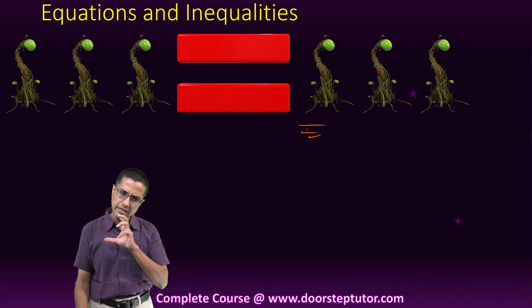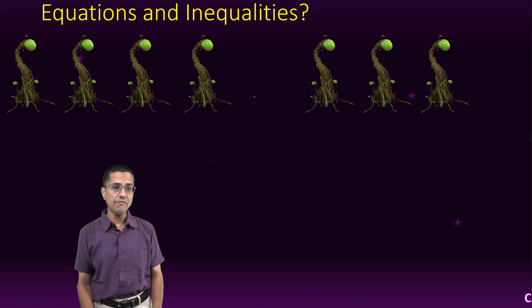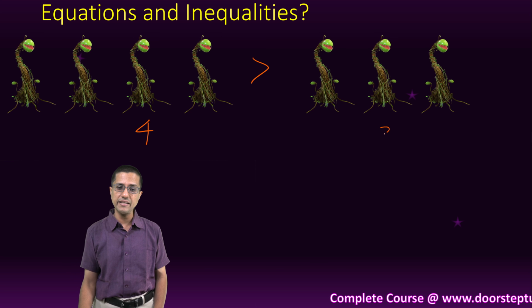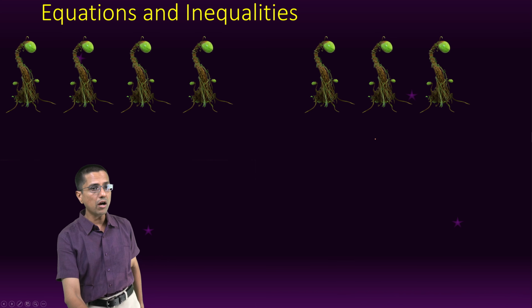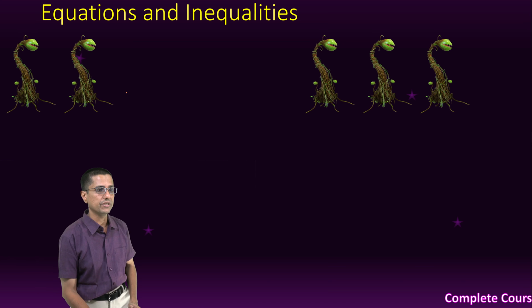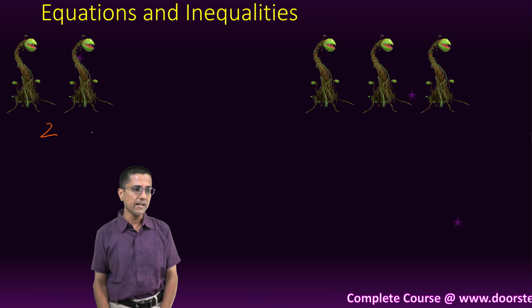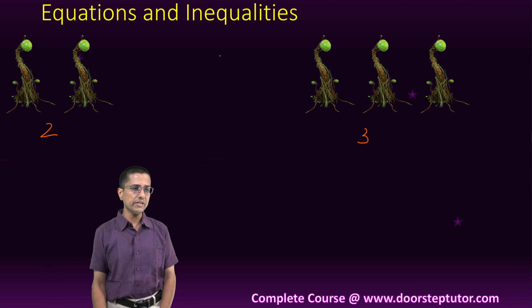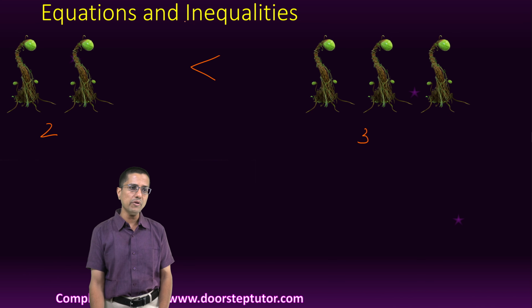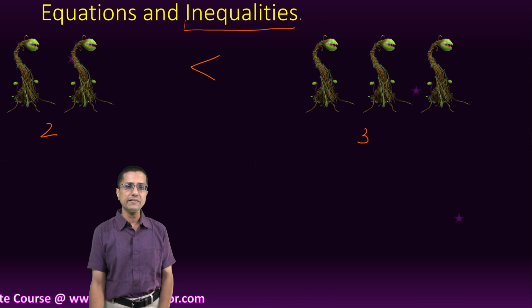It is not necessary that we always have an equality relationship between left hand side and right hand side. Sometimes we might have a greater than relationship. So we might say that these 4 trees here are greater than the 3 trees here, or we might even have a less than relationship. So there might be a relationship which would say that there are 2 trees here and there are 3 trees here. So this is a less than relationship, and less than, greater than, anything other than the equal relationship are known as inequalities.